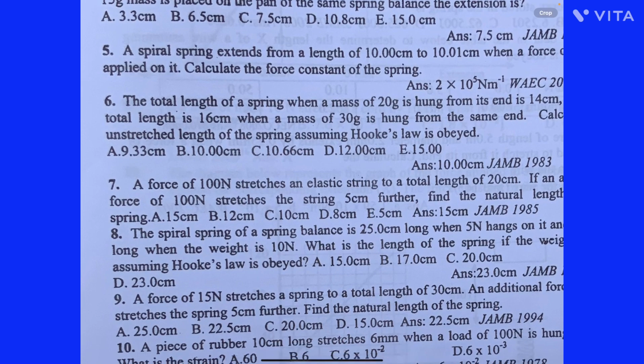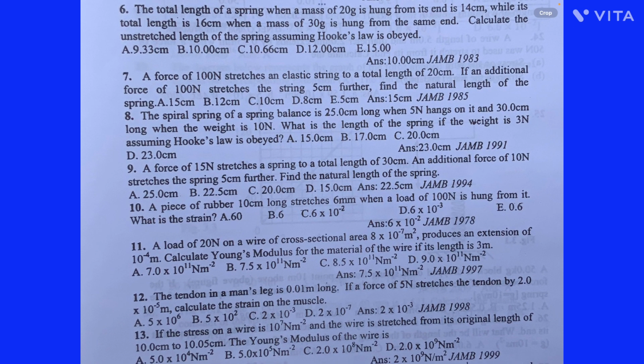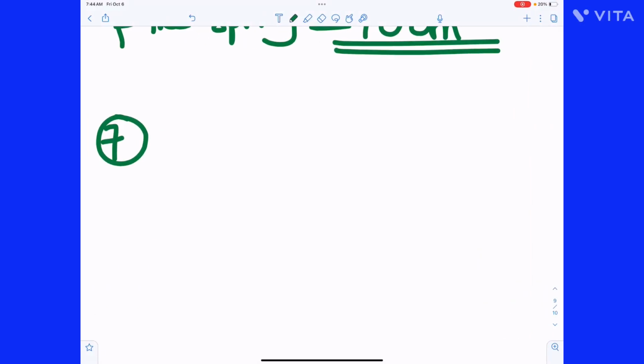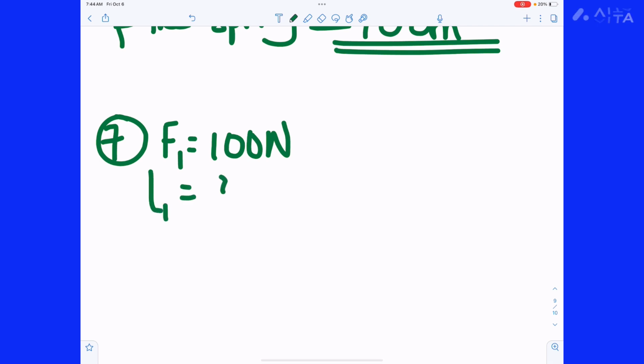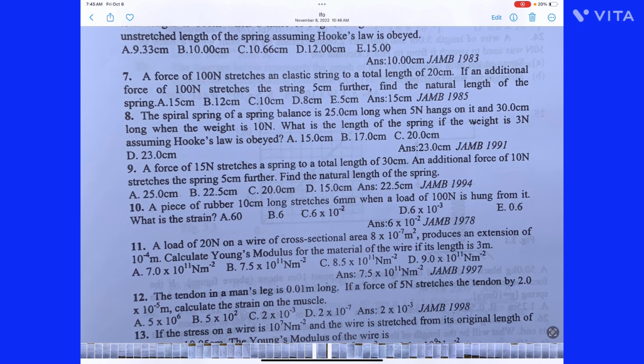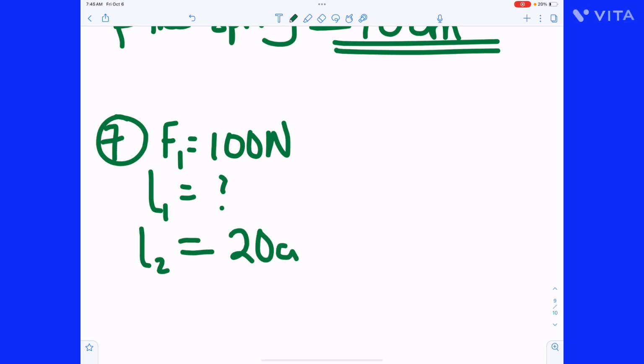In question 7, it says, a force of 100 newtons stretches an elastic string to a total length of 20. I think question 7 will be the same as question 6. So F1, 100 newtons, stretches an elastic string. Let's say the original length of the string, we don't know it, but it stretches it to a final length of 20 centimeters. So L2 is 20 centimeters.